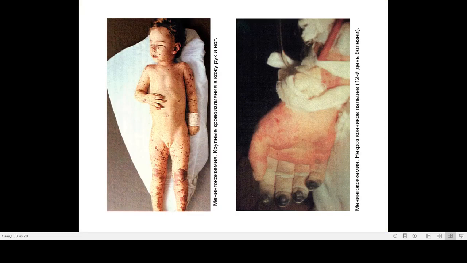So a typical rash in case of meningococcemia, you may see on this photo, the child on the left. First of all, distal location of the rash: look, the trunk is practically not involved, the extremities have maximal involvement. Look at the right photo: black ends of fingers. It is necrosis due to microthrombosis. So again, distal damage is more serious than proximal.